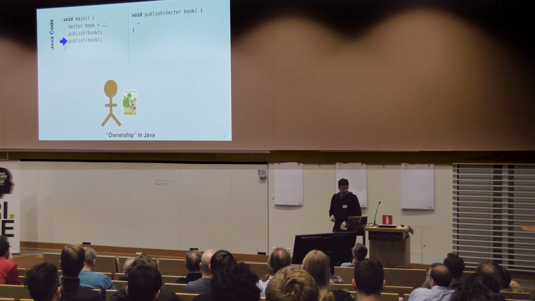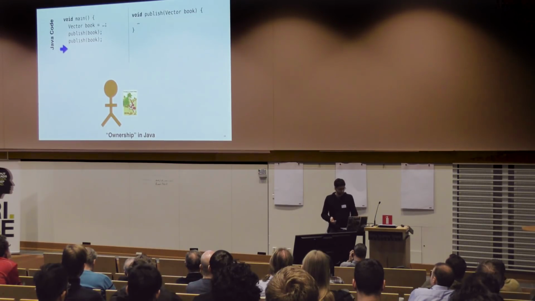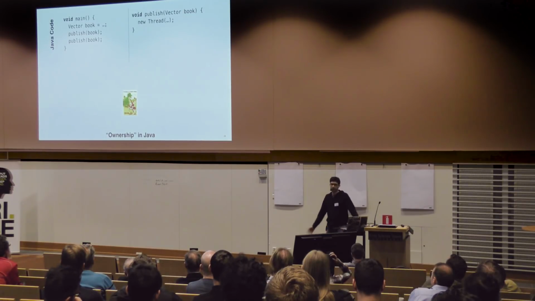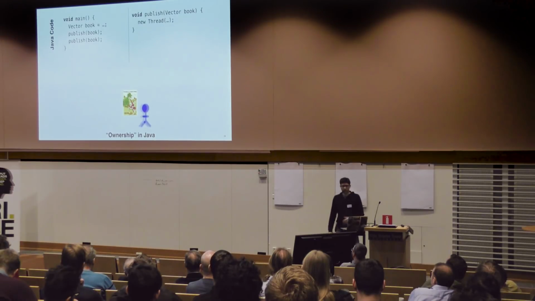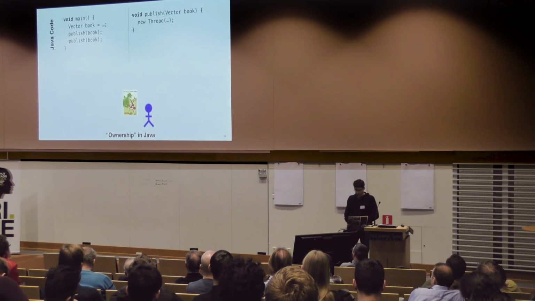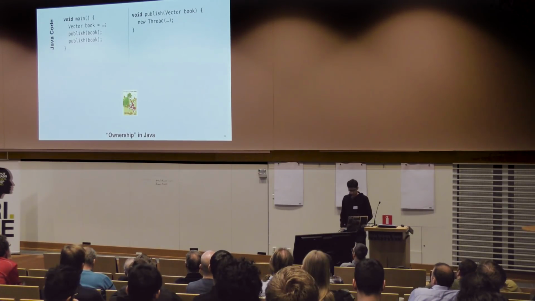And likewise, when the function main is finished, it can't free the vector because it doesn't know what publish might have done with it. Maybe publish started a thread that's using the vector now. So in that case, if we were to free it, that would be a problem. So instead, we have to wait until the garbage collector sees it and executes, right?